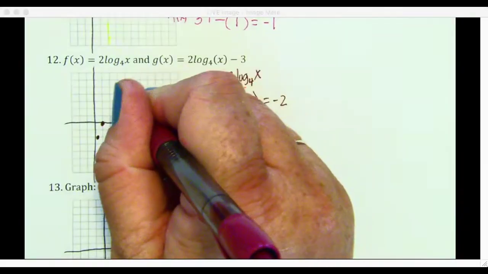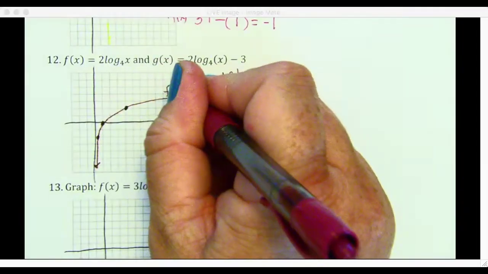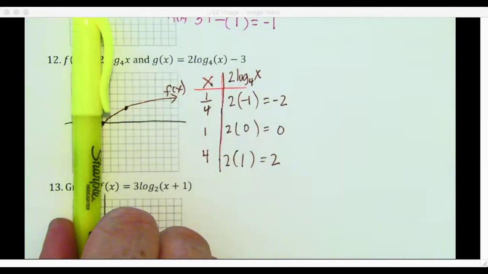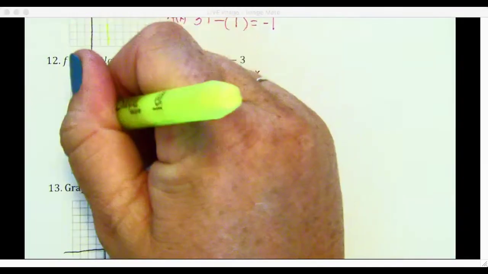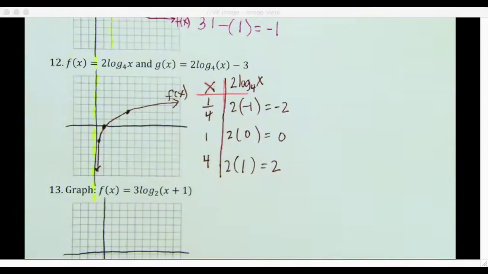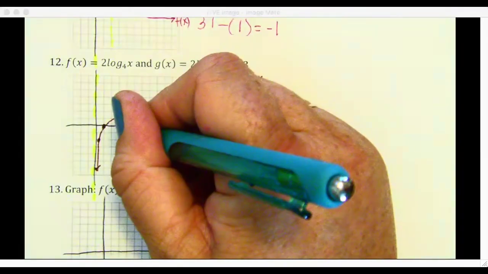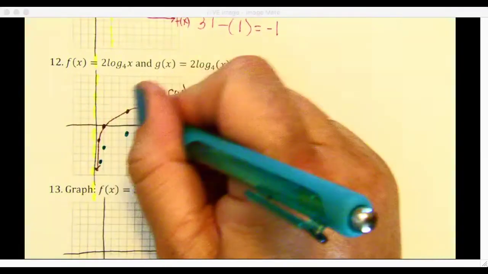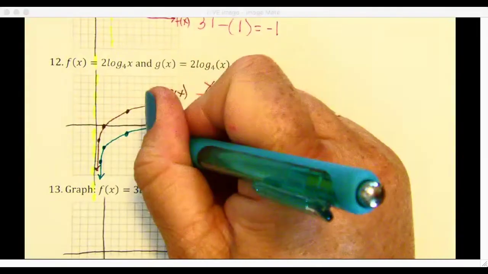So this is our graph of f of x. And then my graph has been shifted down 3. But shifting a vertical asymptote down doesn't change where it's at. It's still on the y-axis here. So all of those points are shifted down 3, down 3, down 3. This is the graph of g of x.